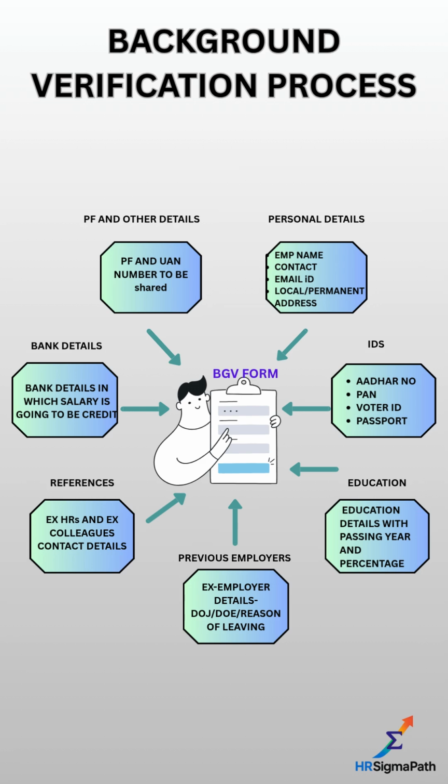PF and UAN number. Provide your PF and UAN number. These are used to link your provident fund contributions and benefits with your current employment.